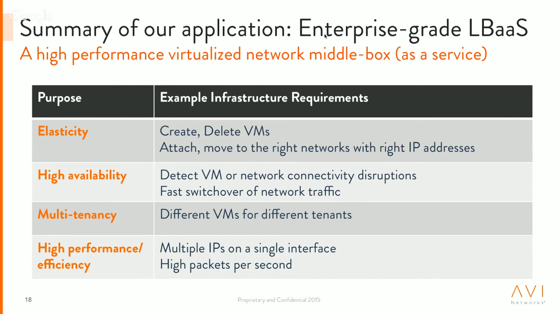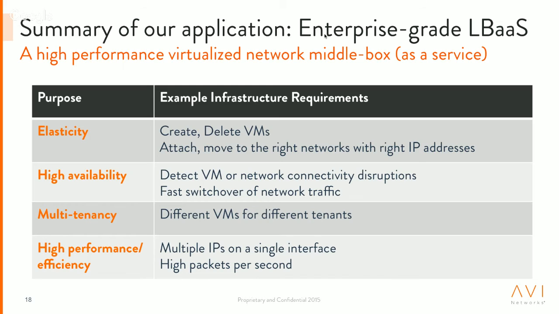So just to summarize the application again and to say these different aspects and what kind of requirements we had. What we are building is a high performance virtualized network service as a service. And you have these 4 high level criteria that we wanted to have: elasticity, so that these applications can scale. For that, you need to be able to create and delete VMs, attach them to the right networks, move these to the right networks with the right IP addresses and so on. And the second aspect is high availability.